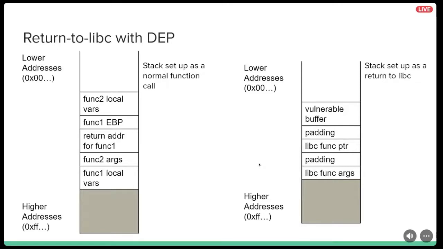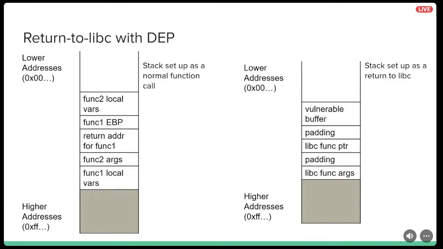the stack will look like, where we have our buffer. We just put in some padding to overwrite the old EBP because we don't care about that. We put a function pointer, the address of the C function that we want to call.